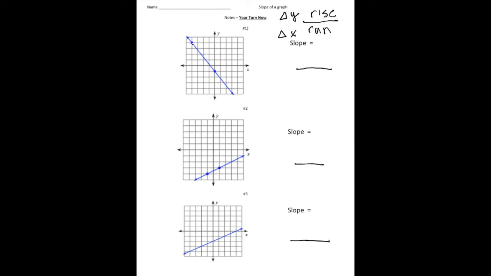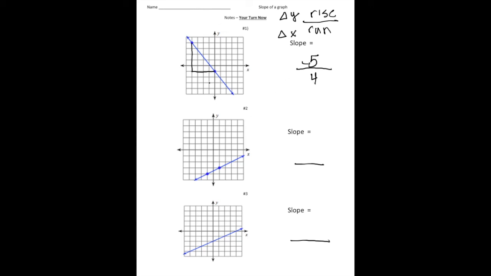So the first one, we're going to have a rise. We're going downward. So it's going to be 1, 2, 3, 4, and 5. So the rise is going to be 5, but because we went down, it's going to be -5. And then the run is going to be 1, 2, 3, 4. So the slope of this graph is -5/4.